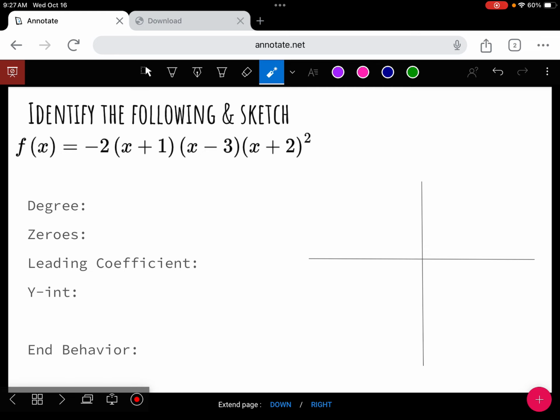So we've got our f of x equals -2 quantity x plus 1, quantity x minus 3, quantity x plus 2 squared. Give me guys a second to write it down.